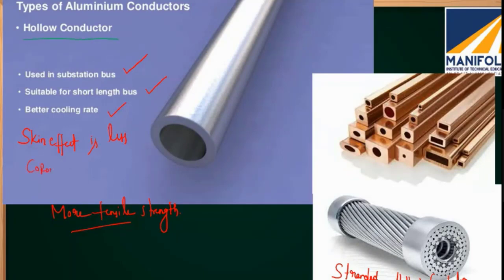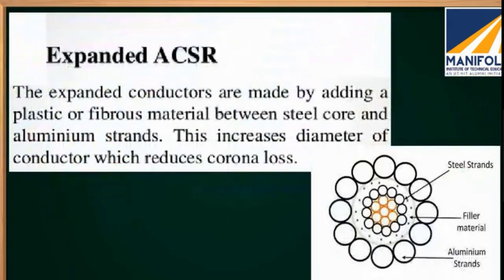Corona effect is also less. Understand? Skin effect is less and corona effect is also less. This is about the hollow conductors. Next, the other types of conductors are expanded ACSR conductors.